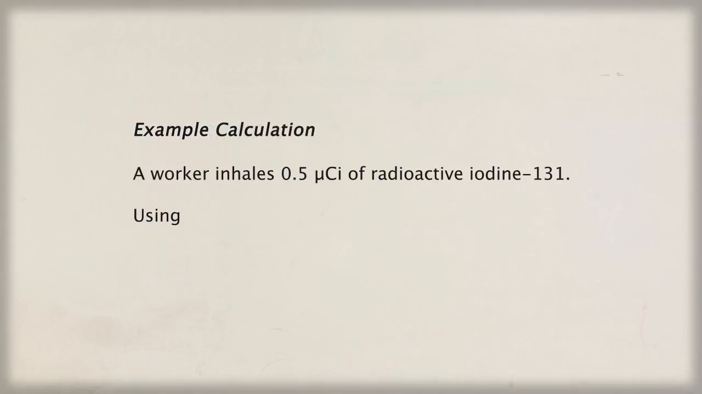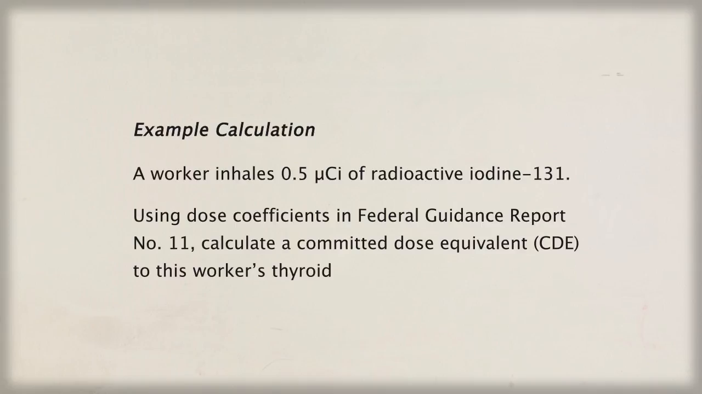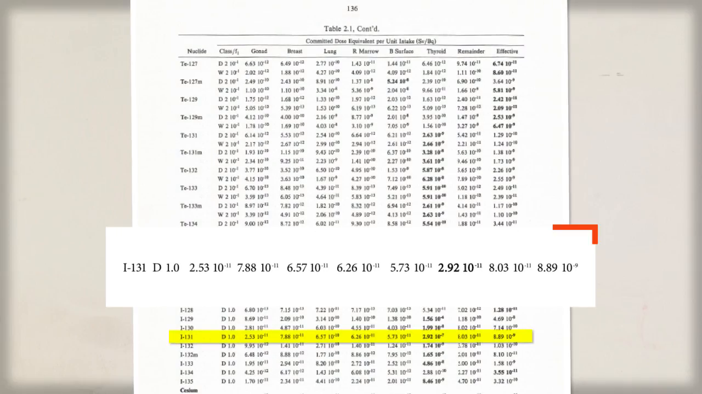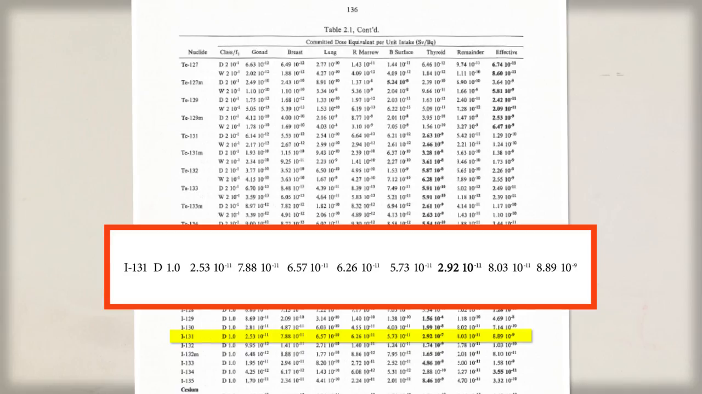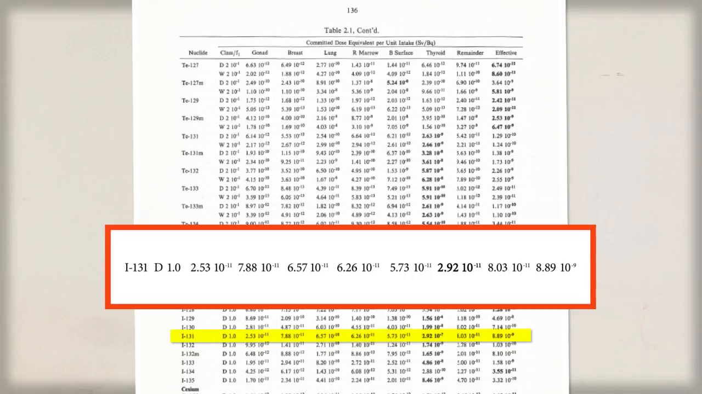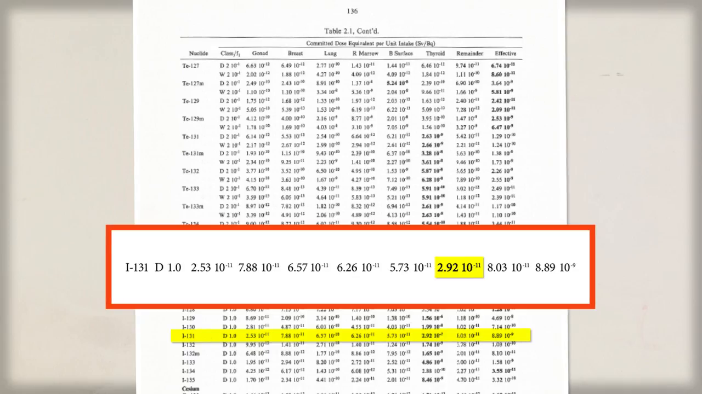As a practice calculation, we'll use FGR 11 to determine a worker's committed dose equivalent to the thyroid gland, following an inhalation intake of 0.5 microcuries of iodine-131. The committed dose coefficients for inhaled iodine-131 are found in Table 2.1 on page 136. Scanning over the dose coefficients, we see that the thyroid gland is the limiting organ. The dose coefficient for inhaled Class D iodine-131 is 2.92 times 10 to the negative 7 sieverts per becquerel.